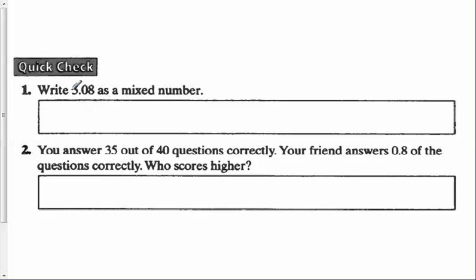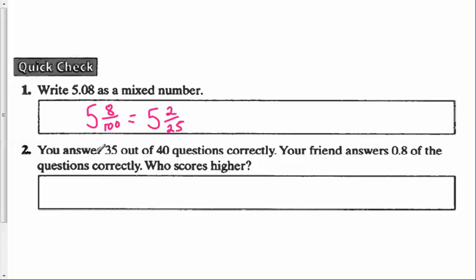Alright, so our quick check for number 1: write 5 and 8/100 as a mixed number. So that would be 5 and we say 8/100, so that would be 8 over 100. But then I need to simplify, because 8 over 100 is not in simplest terms. I can factor out a 2 because they're both even, or I could say 4 goes into both of those, so that simplifies down to 5 and 2/25.